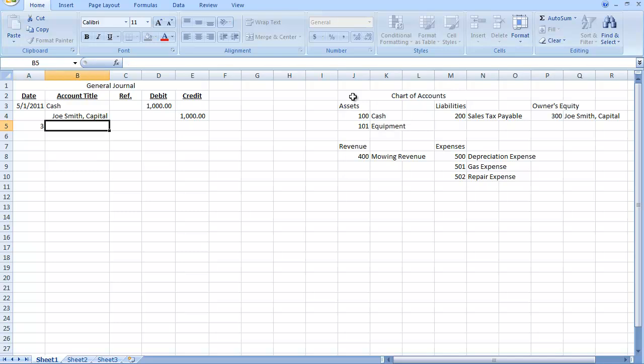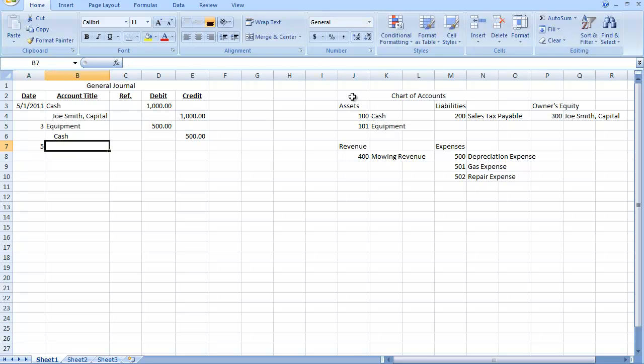Next, you'll need to buy a lawnmower. So on May 3rd, you buy a lawnmower. So we'll have equipment, and then we'll have cash here. So you paid $500 for the lawnmower, so you have equipment of $500 now, and you paid cash, so you have $500 less.